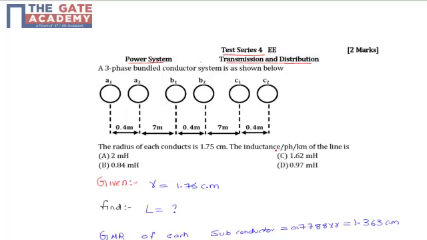So we have to find the value of inductance per phase per kilometer of the line, for the given bundled conductor.